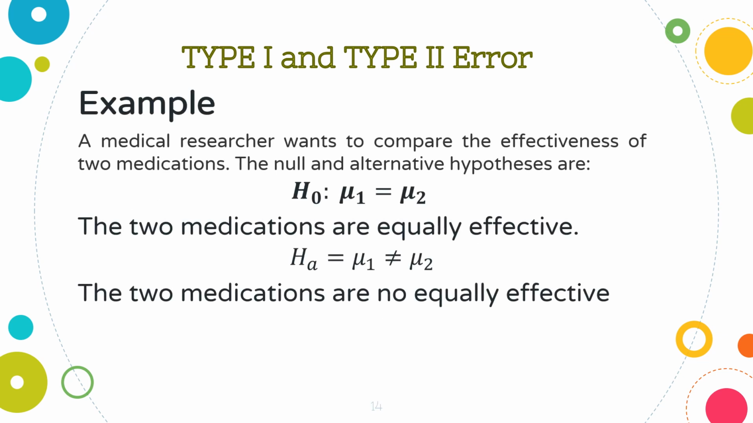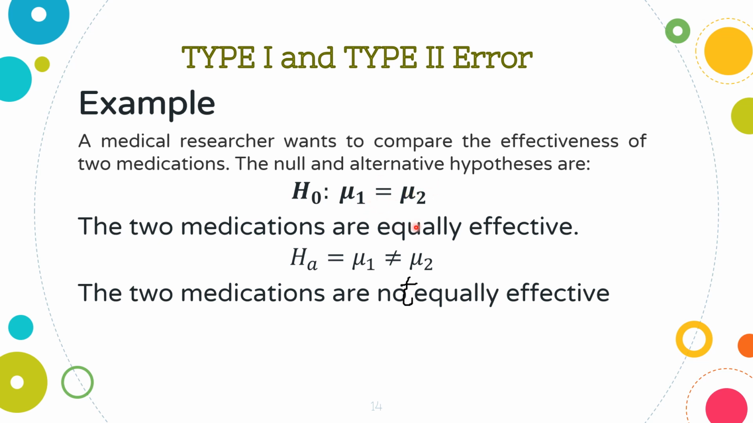For example, a medical researcher wants to compare the effectiveness of two medications. The null and alternative hypotheses are, so null means neutral lang tayo. The two medications are equally effective. In symbol, we use this symbol: mu sub 1 is equal to mu sub 2. Our first medicine is equal to our second medicine.